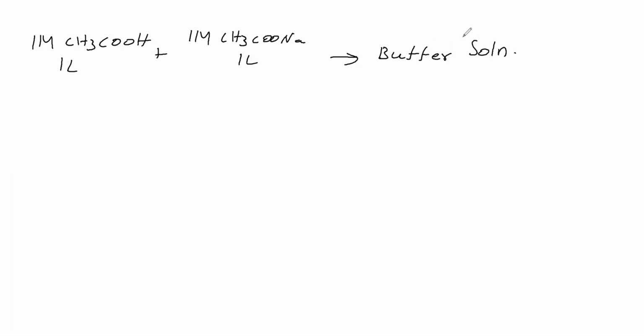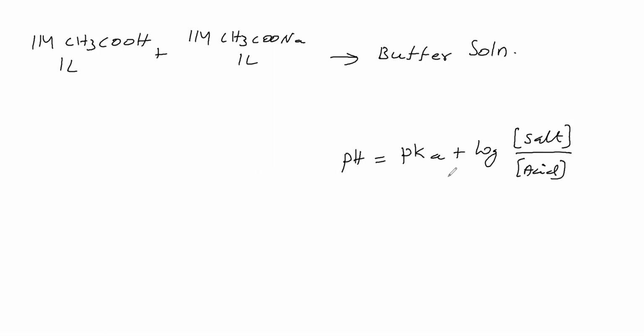Let us find. So, 1 molar 1 liter acetic acid solution we have taken. 1 molar 1 liter sodium acetate solution we have taken. We are mixing both. We got a buffer solution. For this buffer solution, what is the pH? pH is equal to, what is the formula? pKa plus log salt by acid, salt concentration by acid concentration.